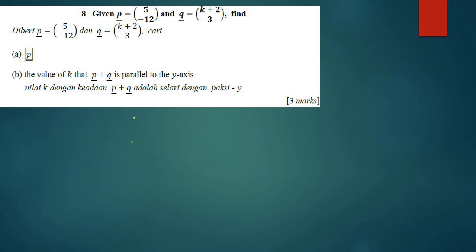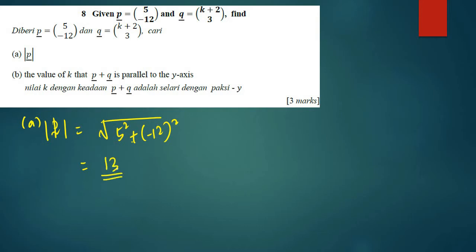Question number 8 is a vector. So for the first one, when you see a modulus sign, it means you have to find the distance. So the distance or modulus for this vector, we have to use the distance formula or Pythagoras theorem. This one is 13. Okay, 5, 12, you will get 13. So for B, find the value of k such that vector p plus q is parallel to the y-axis. Vector p plus q is parallel, means lambda times the y-axis.